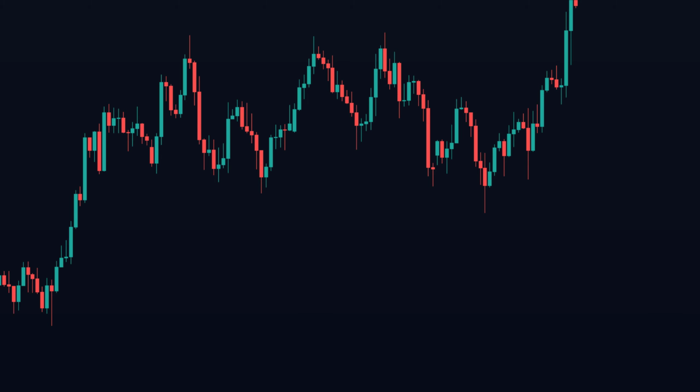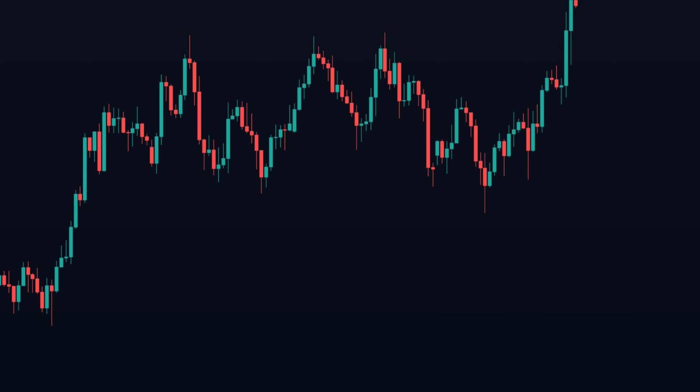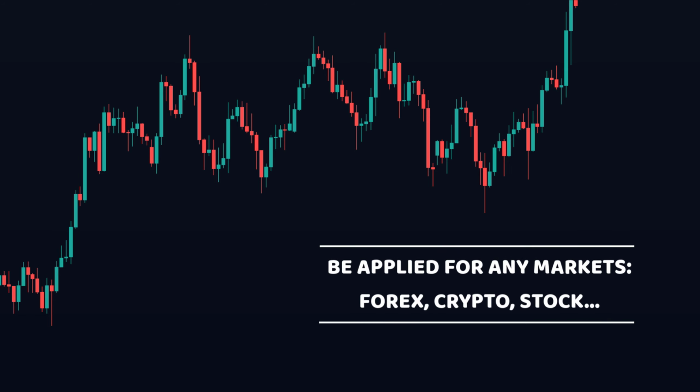Of course, with the explanation of the bull-bear law, you can understand the price action in the meantime. And you can also see that even if it's a reverse entry point, it's still a safe one. Another thing I would like to mention is that everything I share with you is based on the market fundamentals. Therefore, it can be applied to every market, including forex, stocks, and crypto. As long as it has charts, you guys can use this method.